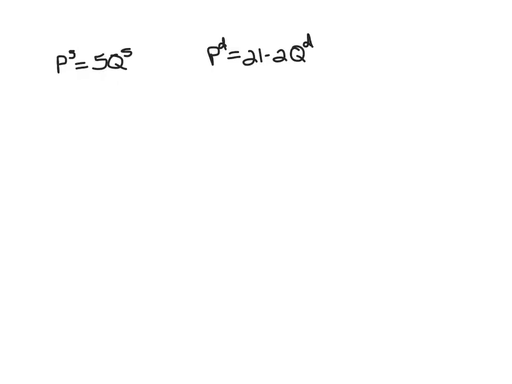So let's start by graphing these over here. We're going to have the quantity on the x-axis, the price on the y-axis. Let's start with the supply curve. The supply curve has an intercept of 0, so we're going to start here at 0, and a slope of positive 5. So let's draw that in. We start at 0, we have a positive slope, and we'll just label that S for supply curve.